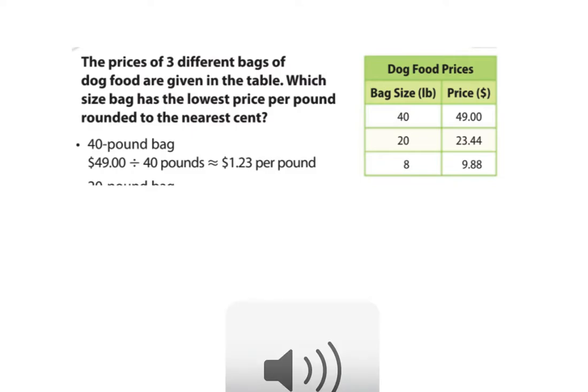Trying to compare the better buy. Now, this is really important because this is part of the real world. We all compare the better buy. So let's take a look at this question. The prices of 3 different bags of dog food are given in the table. Which size bag has the lowest price per pound rounded to the nearest cent?